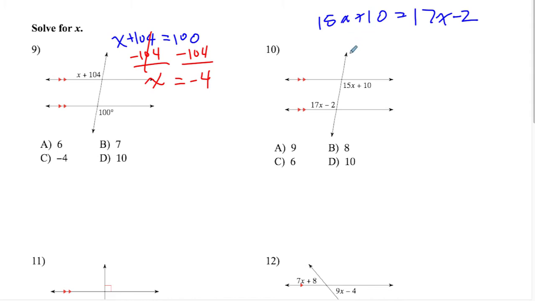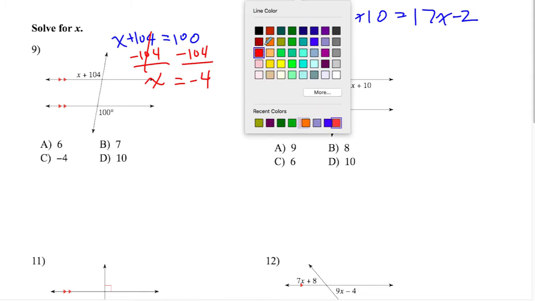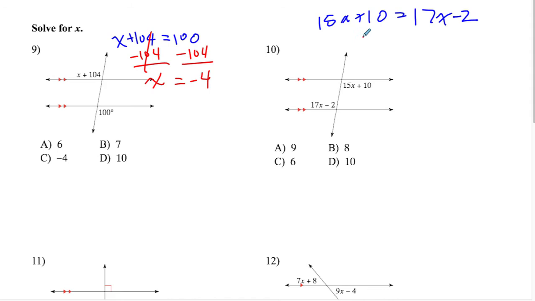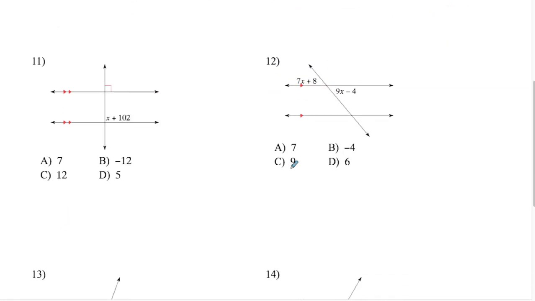From here, I need to get all my x's on the same side, which means I'm going to subtract 15x. That's going to leave me with a positive 10, a 2x, and a minus 2. From there, I'm going to add 2 to both sides, and I get 12 is equal to 2x. Divide both sides by 2, and x is therefore equal to 6. Correct answer is C. Moving on to number 11.